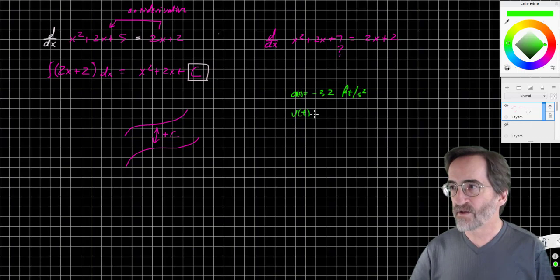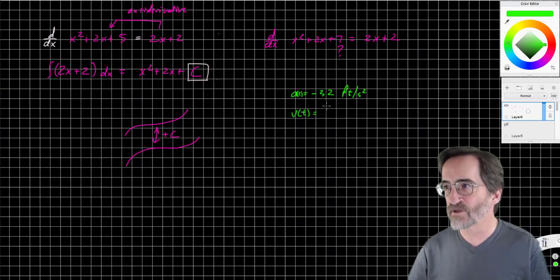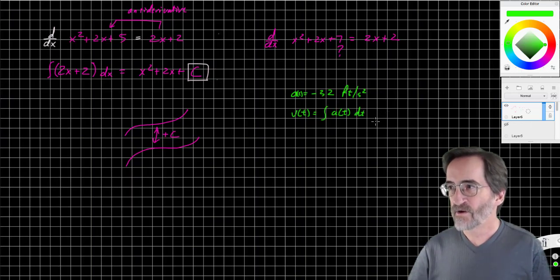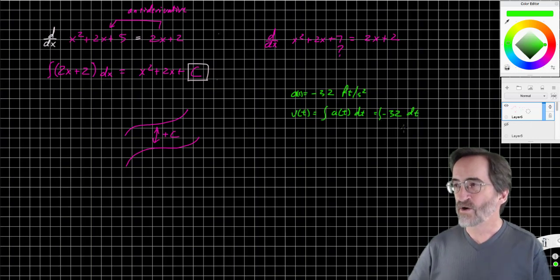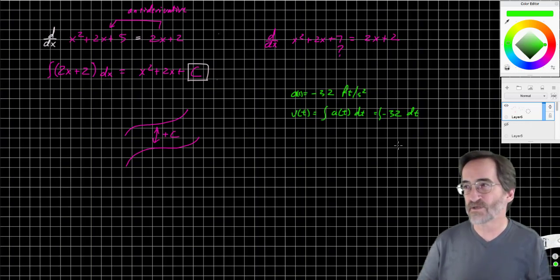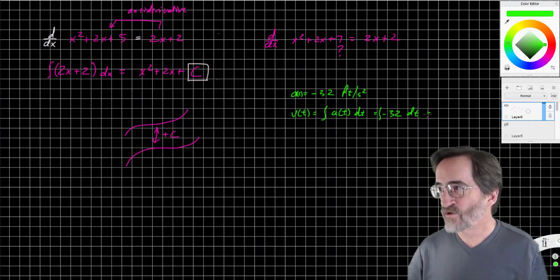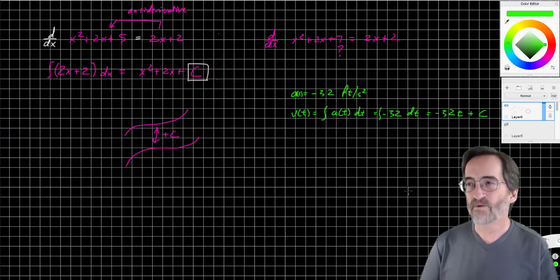So the velocity as a function of time: the derivative of velocity is acceleration, so velocity is literally the integral of acceleration dt. It is the integral of negative 32, or the antiderivative of negative 32 dt. Well, what function, if I take the derivative of it, gives me a constant of negative 32? The answer is negative 32t, but plus some unknown constant.